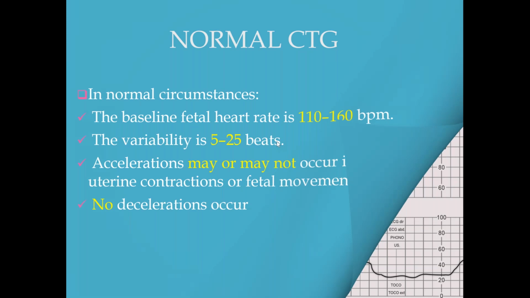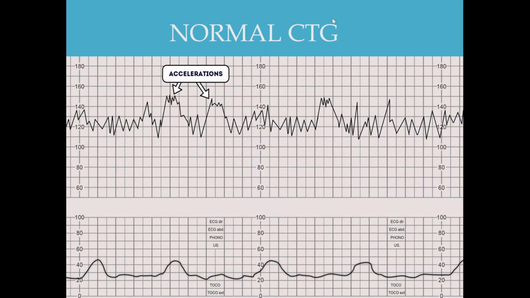Let me show you the normal CTG. On the CTG, every big square is about 1 minute, so between these two lines is about 10 minutes. And what about the normal paper speed in the UK?